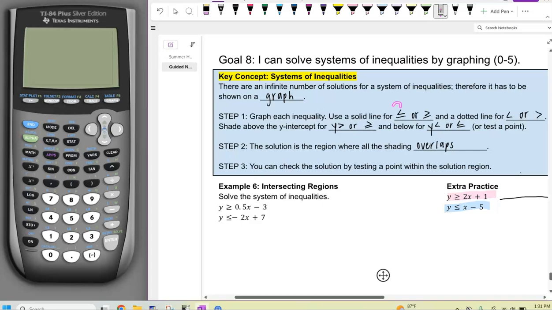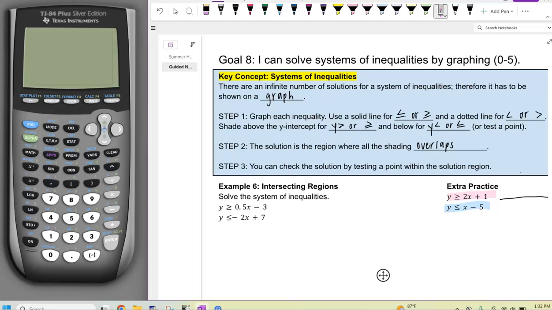Use a solid line if it has an equal sign under the inequality symbol, and a dotted line if it doesn't. Shade above the y-intercept if it's a greater than inequality, but below the y-intercept if it's a less than inequality. If you can't figure out what's above or below the line, you can always use a test point to figure that out. I would recommend 0, 0 as long as it's not a point on the line. If the test point comes out true, that means that region should be shaded. If the test point comes out false, that should not be shaded.